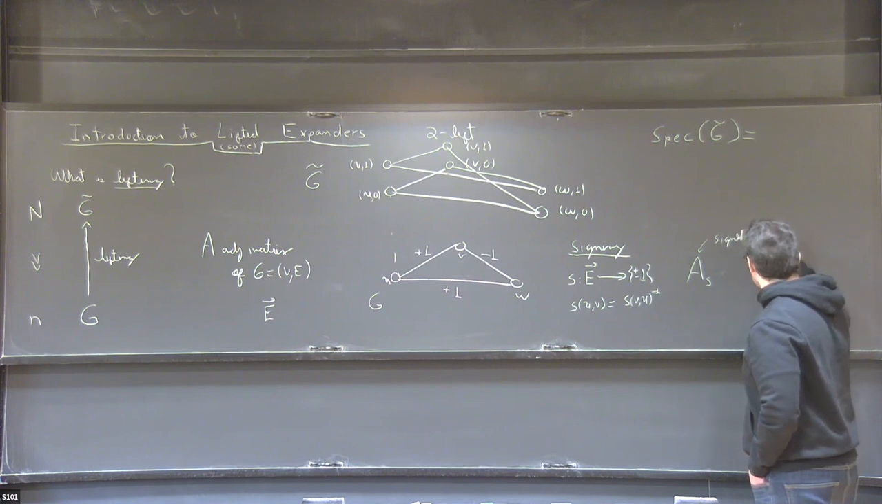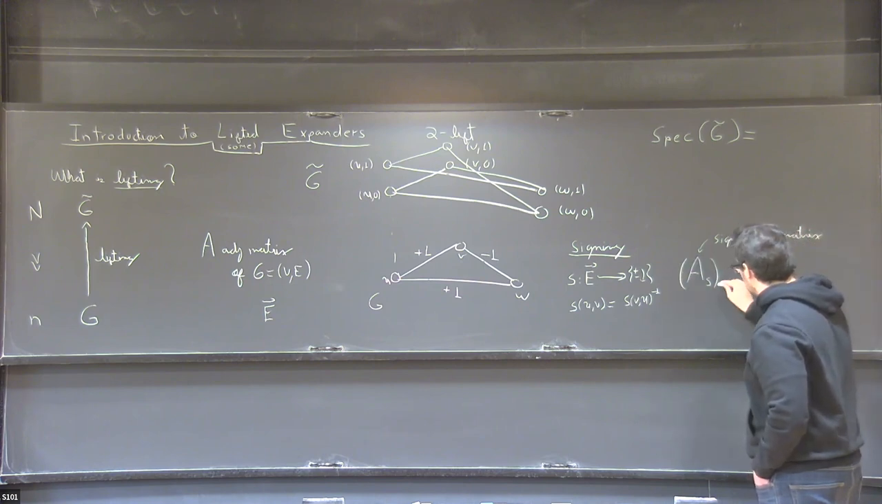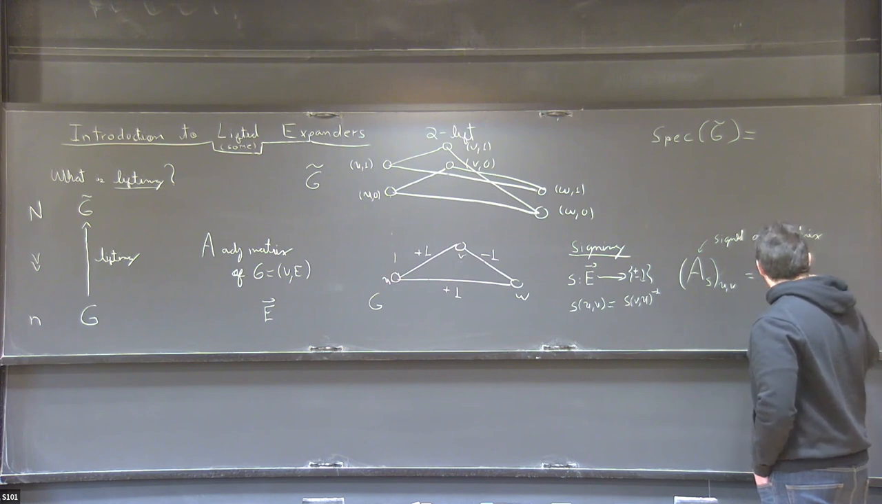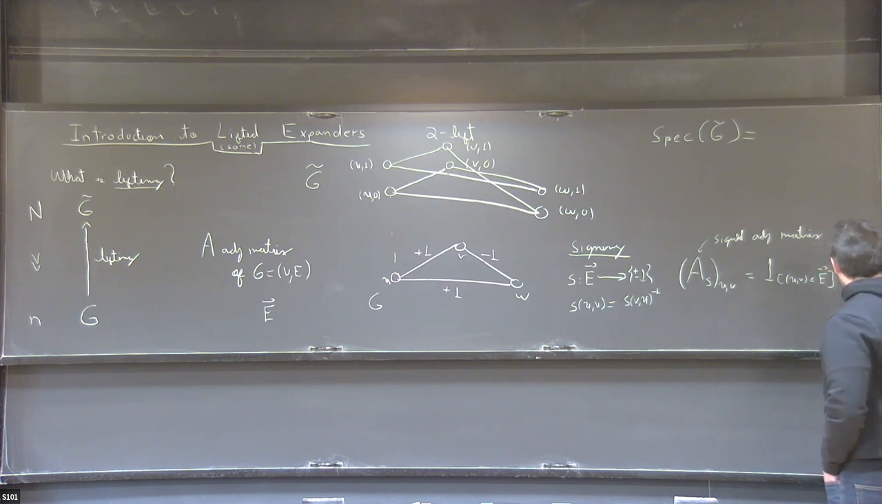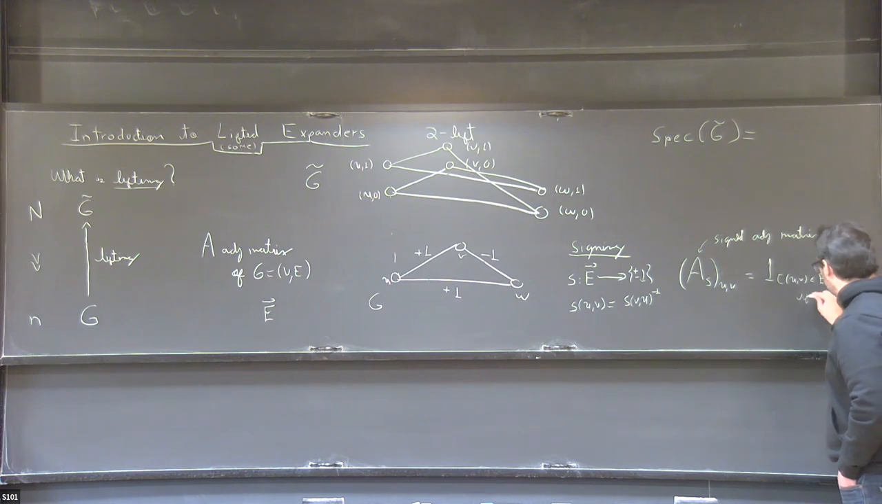Signed adjacency matrix. In the signed adjacency matrix, if you look at an entry corresponding to UV, it's going to be supported on edges, so UV needs to be a directed edge. But you're going to multiply this with the sign, the sign of UV. So it gets plus or minus one according to the sign that we have. It's only for the edges, so if it's an edge, and zero otherwise.